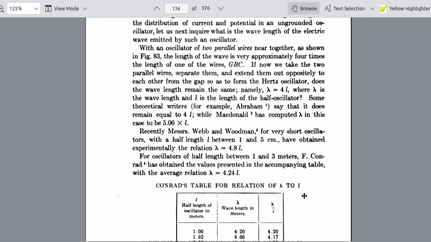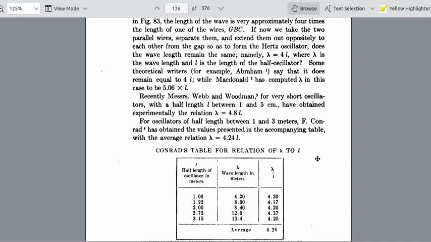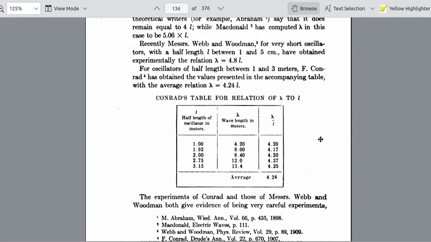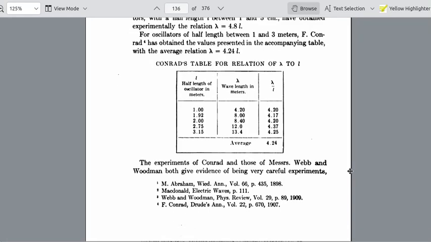For oscillators of half-length between 1 and 3 meters, Conrad has obtained the values presented in the accompanying table, with the average relation lambda equals 4.24 L. Conrad's table for relation of lambda to L. Half-length of oscillator in meters, 1.0, wavelength 4.20 meters, ratio 4.20; 1.92, wavelength 8.40 meters, ratio 4.37; 2.30, wavelength 10.0 meters, ratio 4.35; 3.1, wavelength 13.2 meters, ratio 4.19.